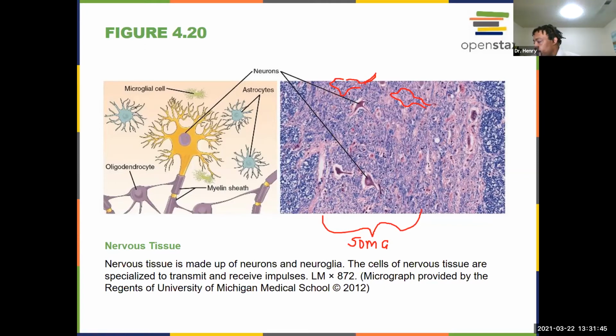And so there's going to be a lot of those guys present in neural tissues, and their goal is basically to receive signals. So these guys are one example of the neural ganglia. So they're going to be receiving those signals.